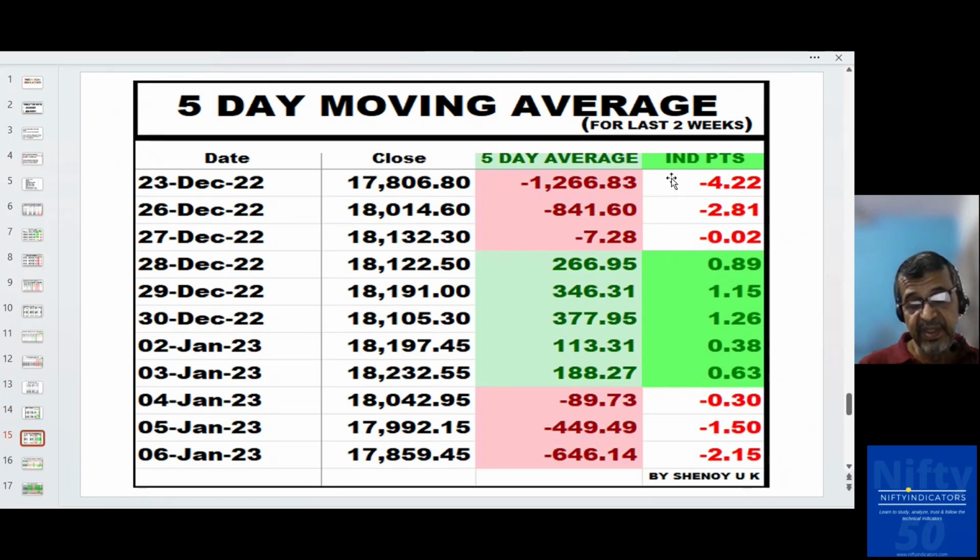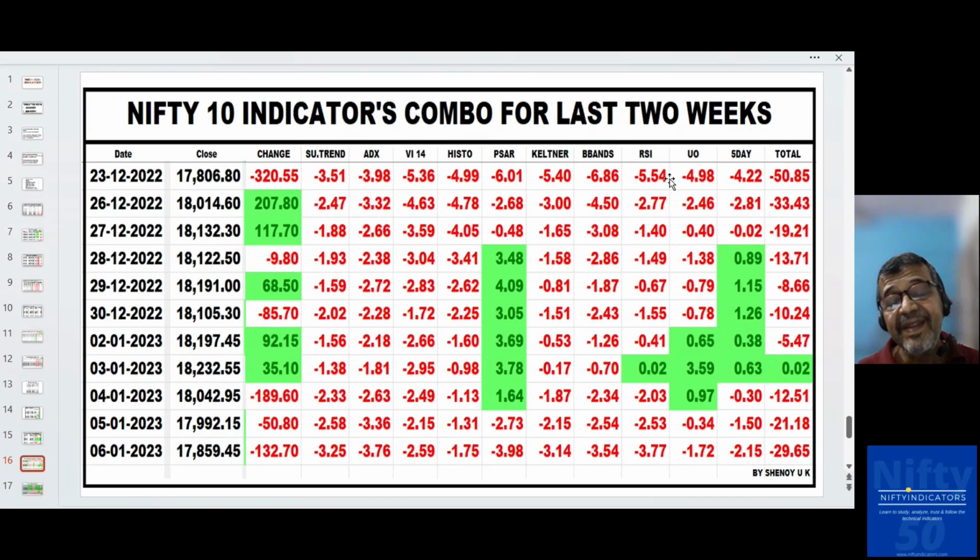Individually, these are very good, but as a combo, it is very, very good. That is, we should use individual indicators for our trading, but then we should use this combo as more of a harness. Once the 10 indicators combo has given us sell signal, we better not think of going long till it gives us buy signal.